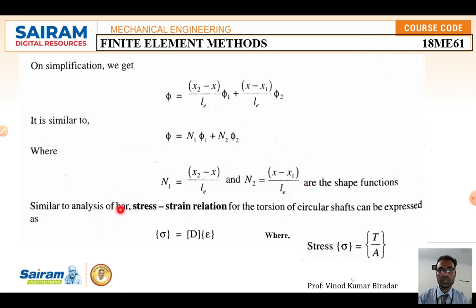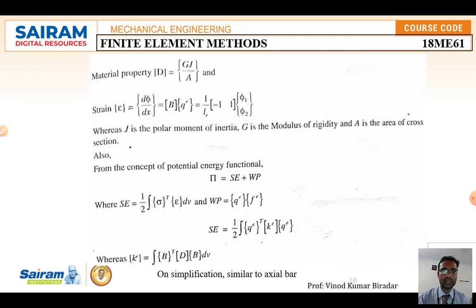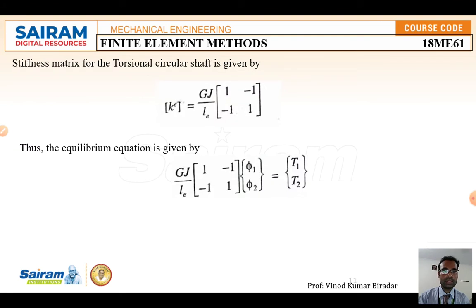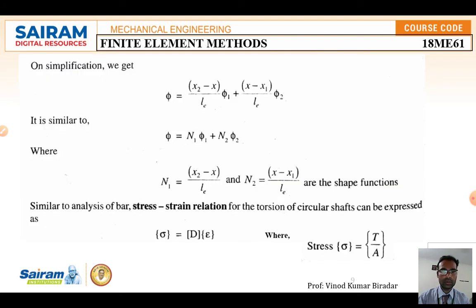So it is similar to the analysis of the bar. The stress-strain relationship for a torsional circular shaft can be expressed as stress equal to Young's modulus into strain, as in the previous case of the normal bar element. Whereas here, we are just going to replace the force with torque. The normal definition of stress is force per unit area, so in place of axial force we are going to use torque.